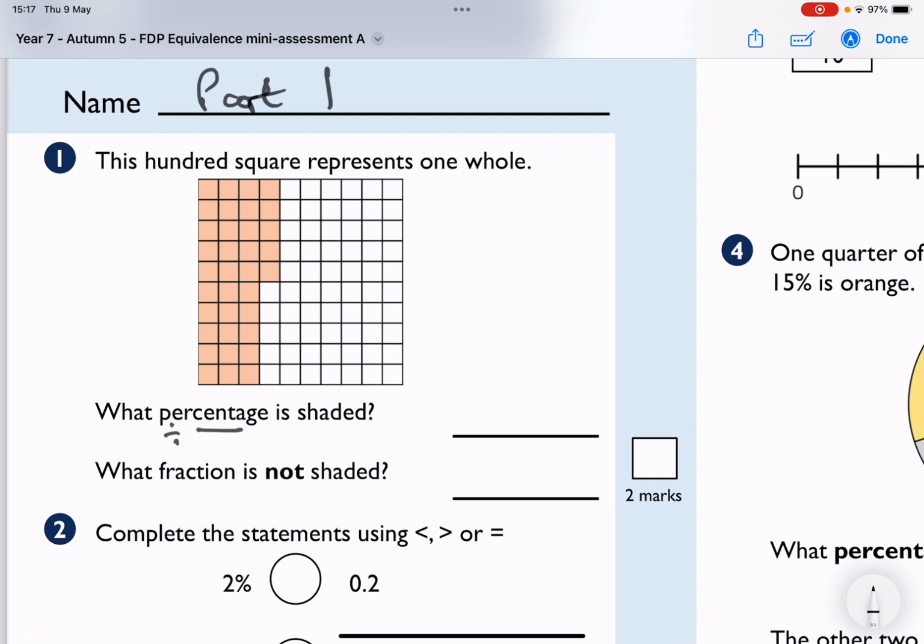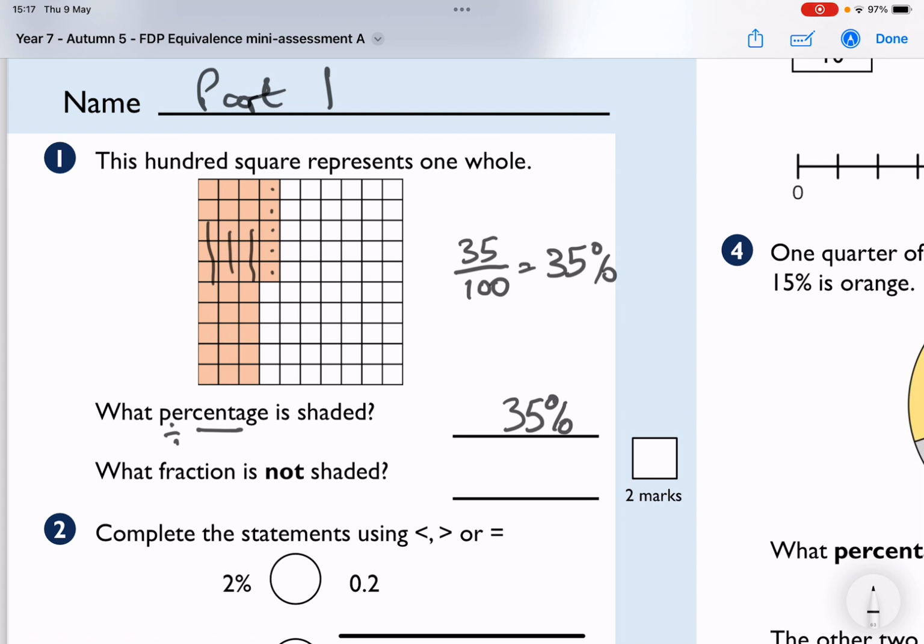Well, on here I've got lots of 10. So I've got 1 ten, 2 tens, 3 tens, that's 30, 31, 32, 33, 34, 35. That is 35 out of 100 as a fraction, which we write as 35%. So that is the percent shaded.